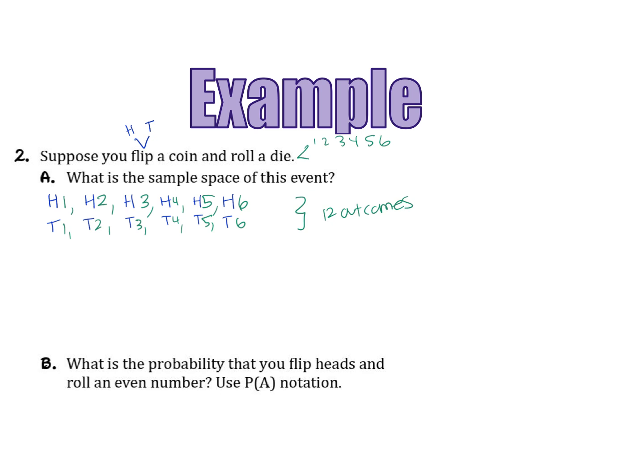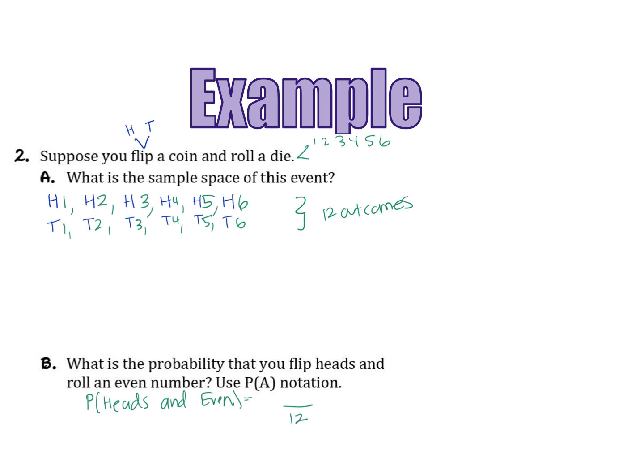So when we're looking at the theoretical probability, our denominator in this case is going to be 12 because we have heads and tails, but we also have the digits from 1 to 6 that we could be rolling. So for part B, what is the probability that you flip heads and roll an even number? So the probability that we have heads and even is, well, we know our denominator is going to be 12 because that's how many outcomes.